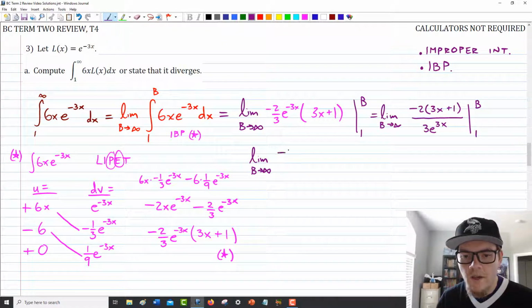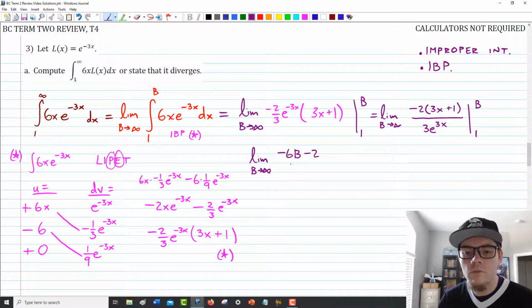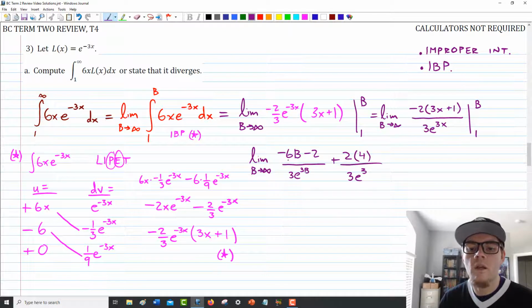So let's see here. We've got, I'm going to write this negative 6. Oops, I'm going to evaluate it and plug in. It's going to be negative 6b minus 2 divided by 3e to the 3b. And then it will be plus 2 times 3 plus 1, or 4, over 3e to the third. So this is what's left for us to evaluate, this limit as b goes to infinity.